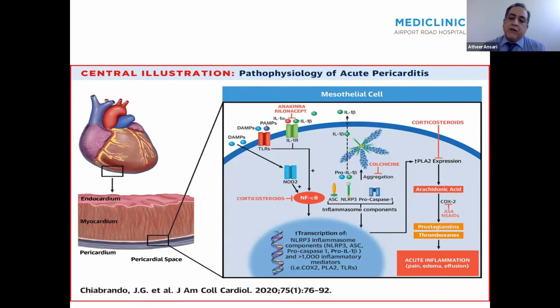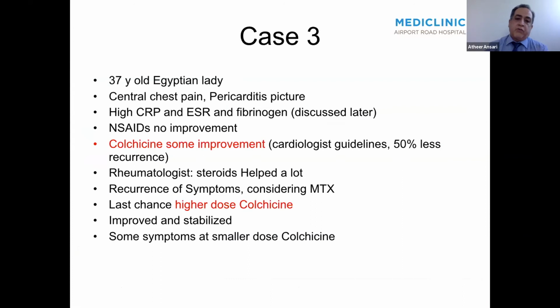And on this diagram also, to show that aspirin and NSAIDs could block this pathway to some extent, steroid as well, colchicine in the middle of the page, and also interleukin-1 blockers: anakinra, rilonacept, and more recently canakinumab. They are interleukin-1 blockers, and they are found to be helpful in this group of conditions.